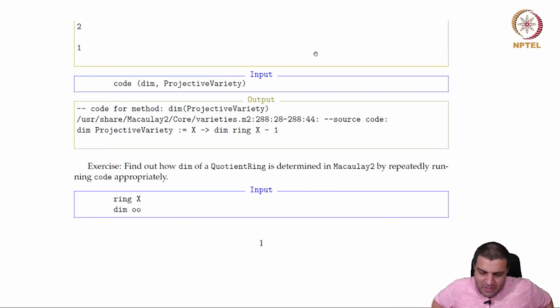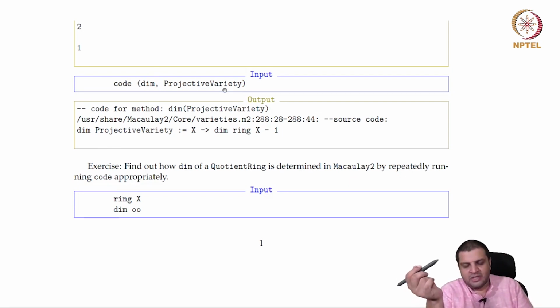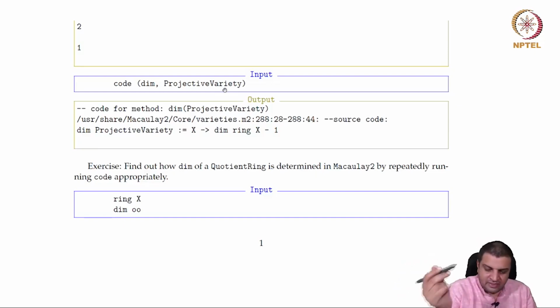So now you should do this yourself. How is the dim of a quotient ring computed? You give code in brackets dim comma quotient ring. It will tell you how that is computed, and then you do it multiple times repeatedly to figure out how it's going. As an exercise, do this. But let's ask what these quantities are.